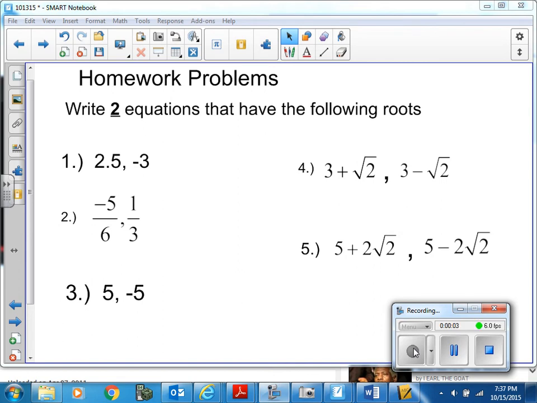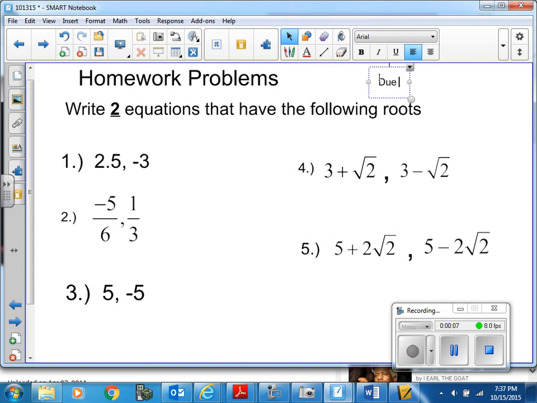Okay, this is the homework that will be due on Monday, October 19th. As you can see, you must write two equations that have the following roots. So we talked about this in class.